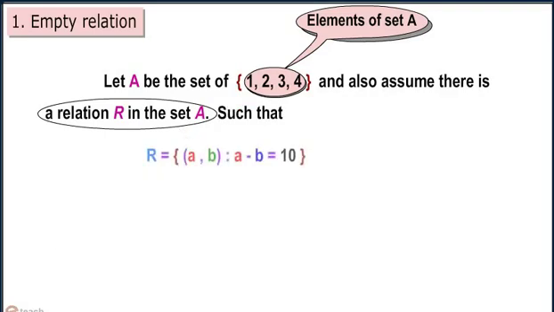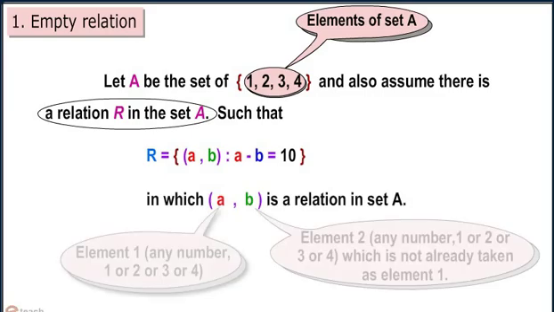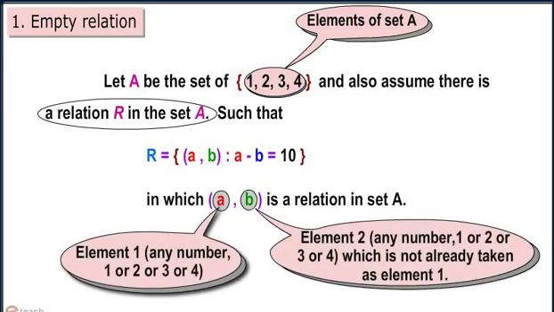Such that R equals the set of all ordered pairs A comma B, such that A minus B equals 10, in which A comma B is a relation in set A, where A is the element 1, any number 1 or 2 or 3 or 4, and B is the element 2, which can also be taken as 1 or 2 or 3 or 4.